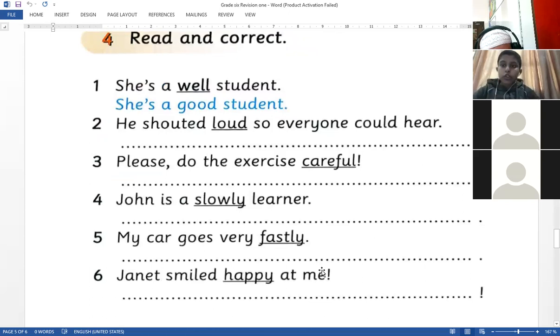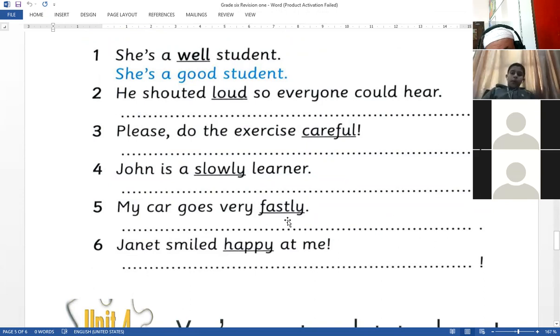Slow learner. Slow only. My car goes very fastly. Is there a word called fastly in English? Very fast only. The word fast, we don't add ly to fast. I am fast. The car goes very fast.